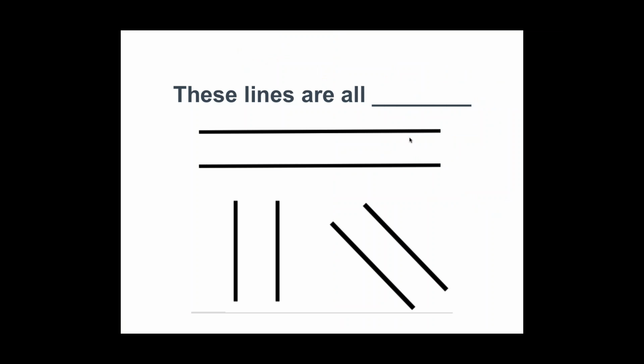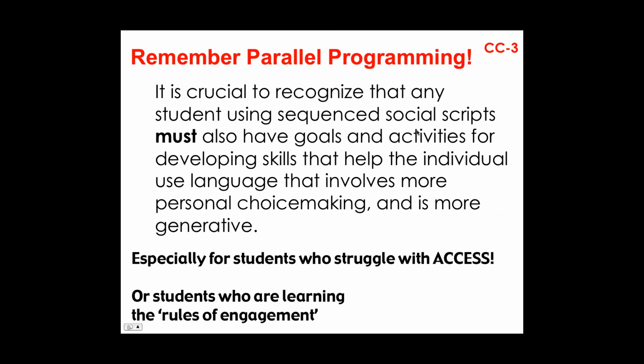And I wanted you to think about what these lines are. They are all, I hope you're saying it out loud, parallel. And that's because we want to talk about parallel programming, that social scripts can't be all of it. If your students are using sequence social scripts, they must also have goals and activity for developing skills that help the individual use language that involves more personal choice making and is more generative.